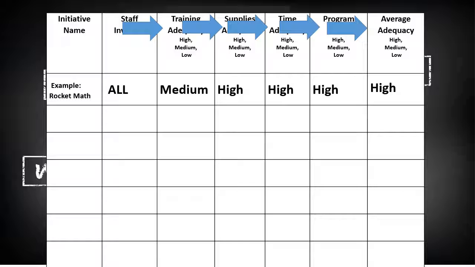This is a critical information point that we can use as we prepare for the next step, where we look at the effect of the initiatives on students. In other words, what are students able to do in response to the initiative?